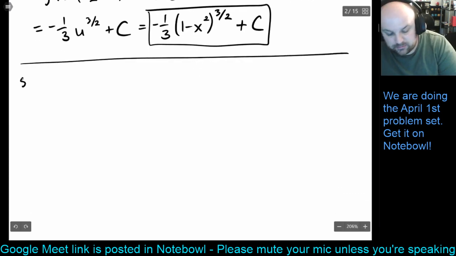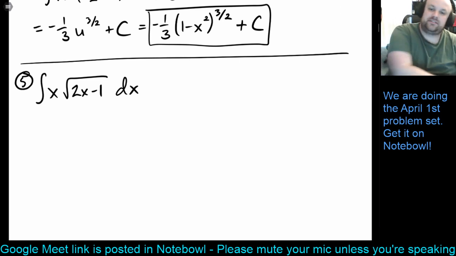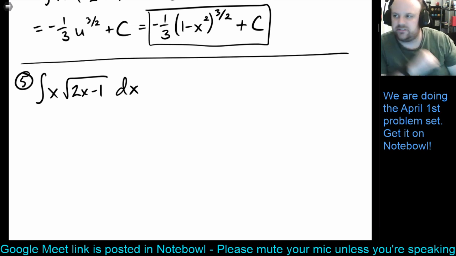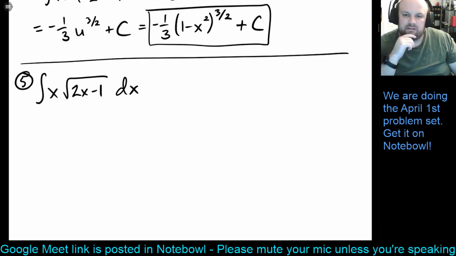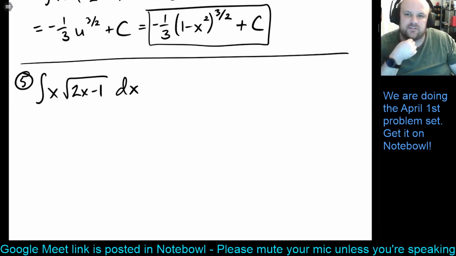Now the next one here is a little more interesting of an example. This one's a little more interesting than the last one. And that's because, well, think about what makes sense for you here. Think about that for a moment. And then think about what makes sense to choose as u. And then think about, well, what kind of changes that leads to. How can we deal with the rest of the problem? Think about that for a second.